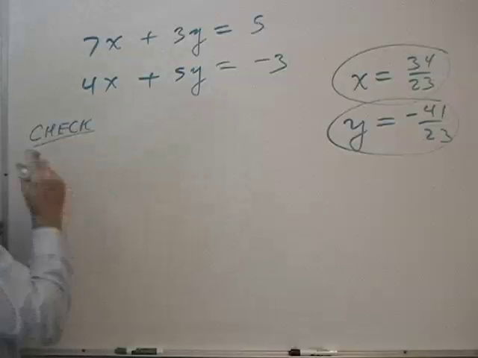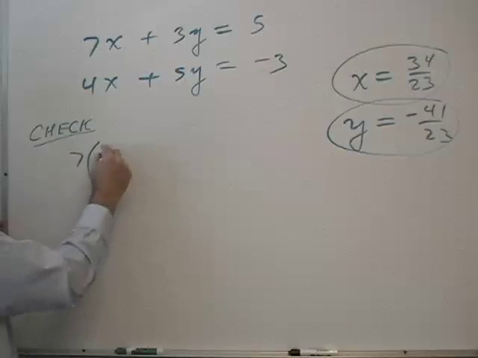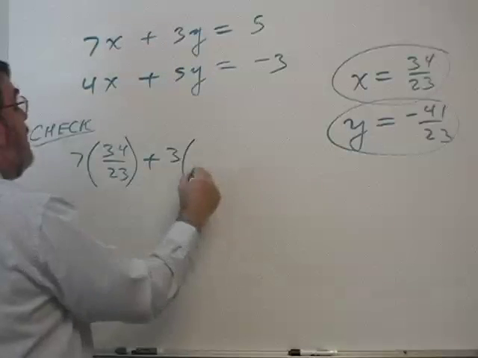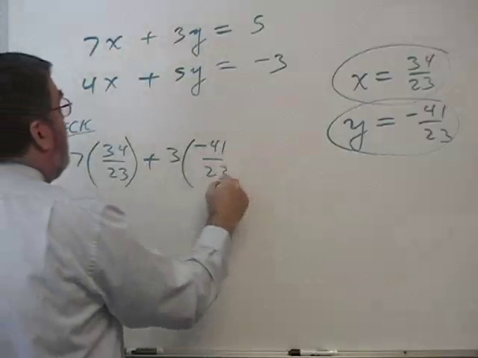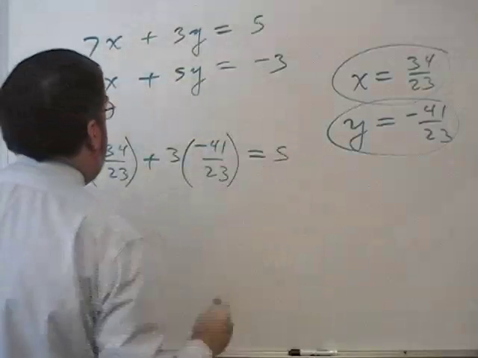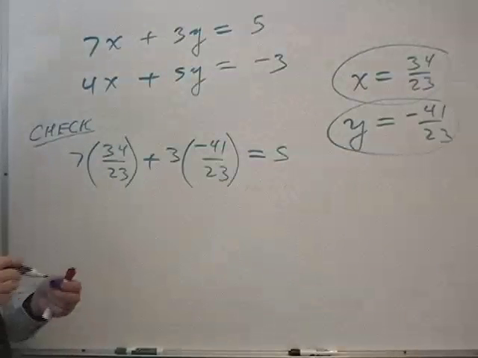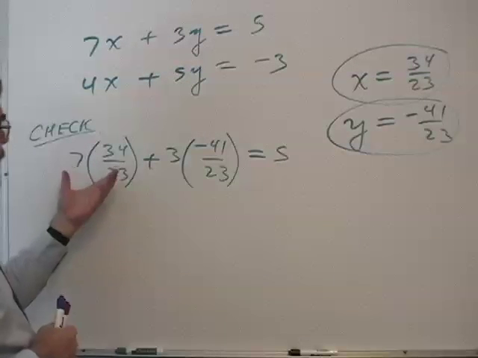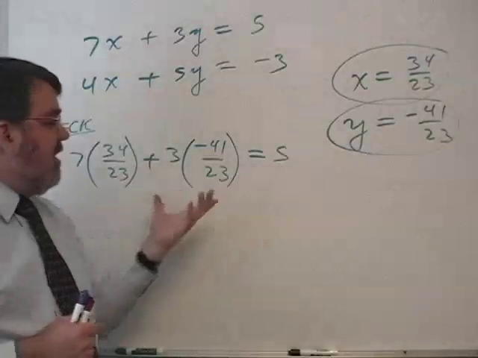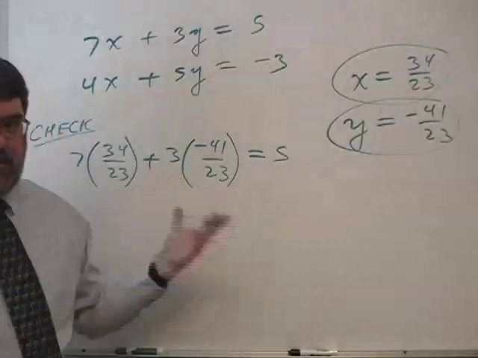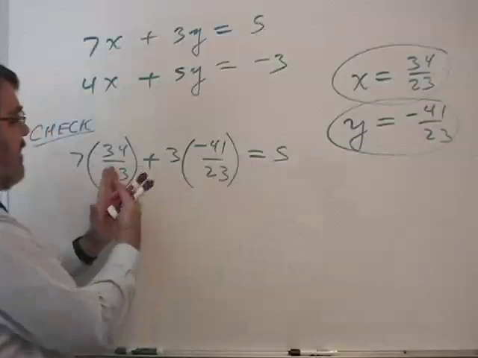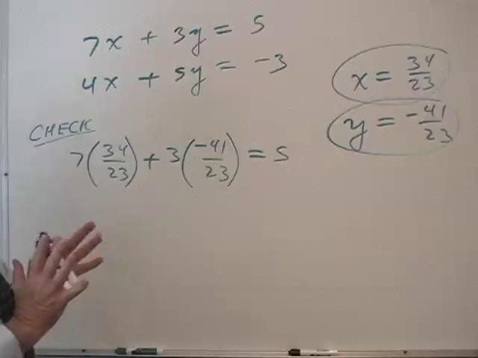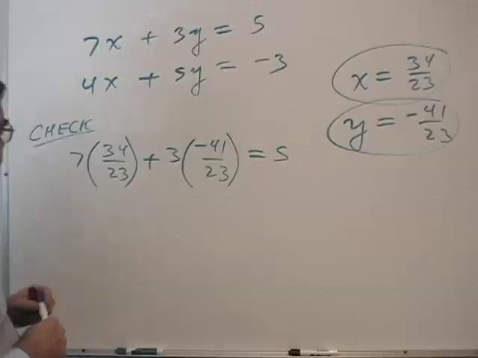The first equation, 7 times 34 over 23 plus 3 times negative 41 over 23, should equal 5. And these aren't so hard to check because we have common denominators. When you add these fractions to get a whole number, that means if it's correct, then everything on the left side is going to turn into a whole number 5 if the arithmetic is correct.